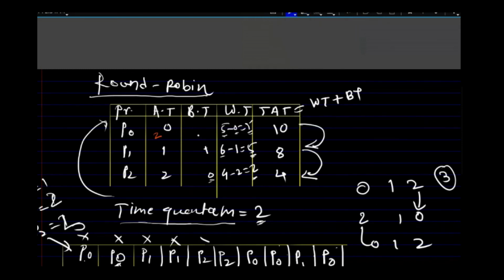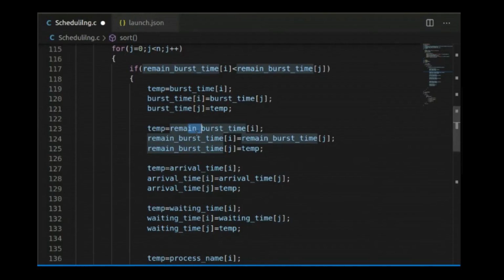So what will happen? This 2 will come here, this 3 will come here, and this 5 will come here. So what happened here? The P2 whose burst time was originally 2, now its burst time is 5, and P0 whose burst time was originally 5, now its burst time is 2. And its arrival time, originally for burst time 2 the arrival time was 2, but now it has become 0. So in that case, instead of swapping the individual values, you have to swap the complete record. So for swapping a complete record, we are swapping all the values along with the remaining burst time. Okay, so this is the sort function.